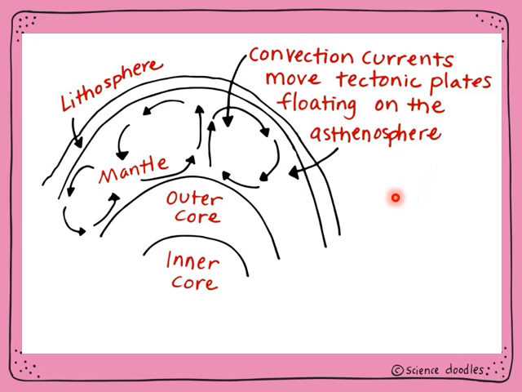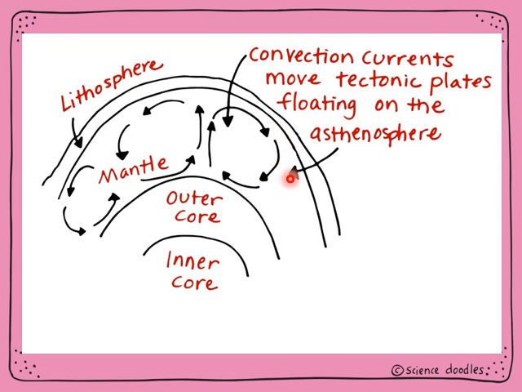Okay, so the reason the plates move is because of these convection currents. And we talked about this in our energy unit. So as the material here, the magma in the mantle, gets heated, it expands and becomes less dense, so it rises. And then as it gets further away from the outer core, which was its heat source, it cools off, contracts or becomes smaller, becomes more dense, and it sinks back down.